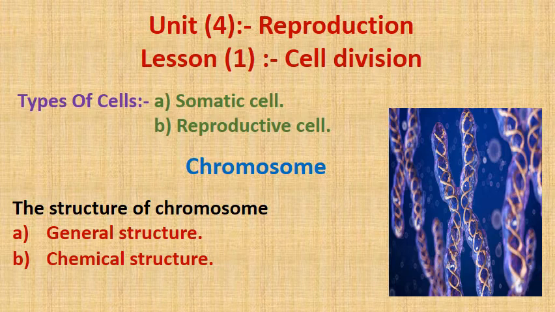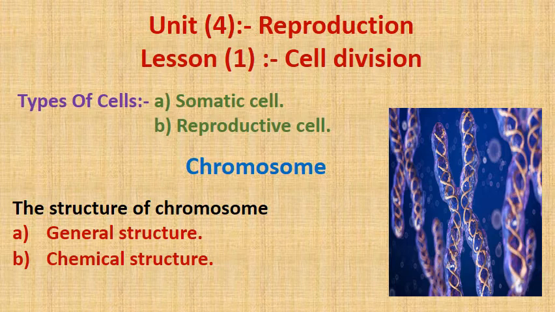Number 1, somatic cell, and number 2, reproductive cell. The examples of somatic cell are the cells of liver, skin, and any cell inside your body except reproductive cell. Okay, this is in animal. And in plant, somatic cells are like the cells in leaves, roots, and stem.